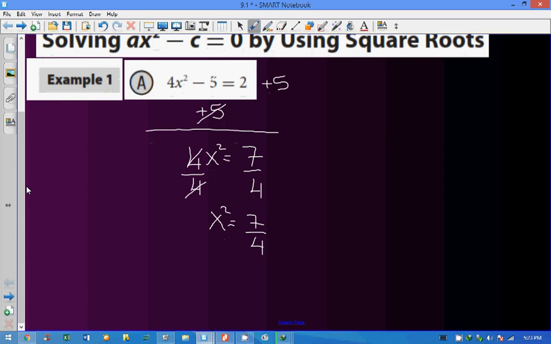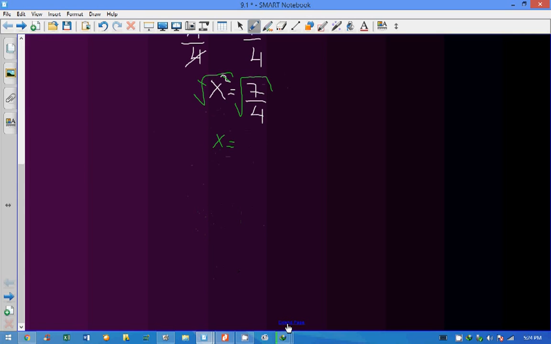And when we take the square root on both sides, the square and the root cancel each other out, and x is isolated. Root 7 is going to be root 7, it cannot be simplified. Root 4 is going to be 2. When you use a calculator, it's going to be 1.3. Final answer is x equals 1.3.